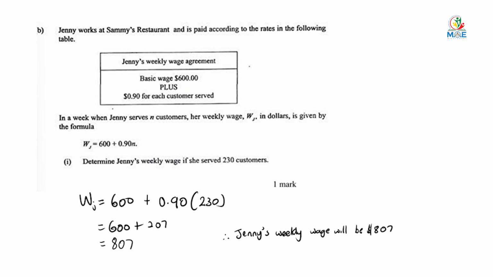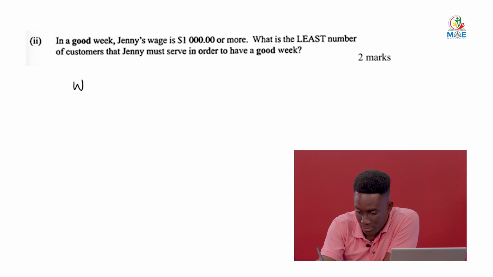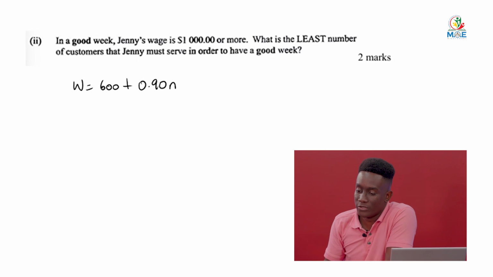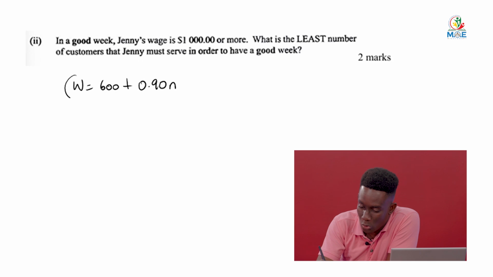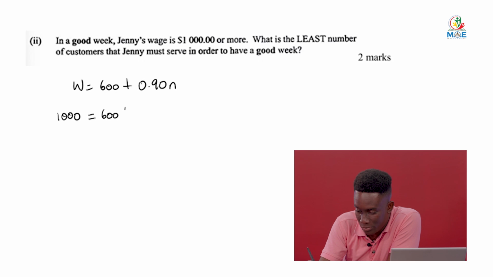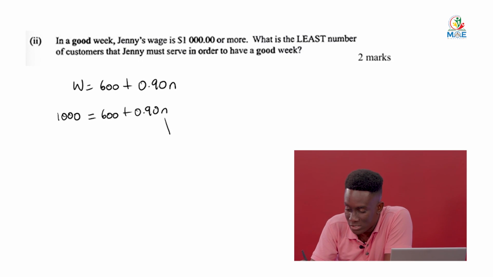So the formula is given by W is equal to 600 plus 0.90n. So we want to find n, which is the number of customers that she must serve to have a good week. So her wage would be 1,000, and that would be equal to 600 plus 0.90n. And we just want to solve for this n. So this is a simple equation that we have to solve.